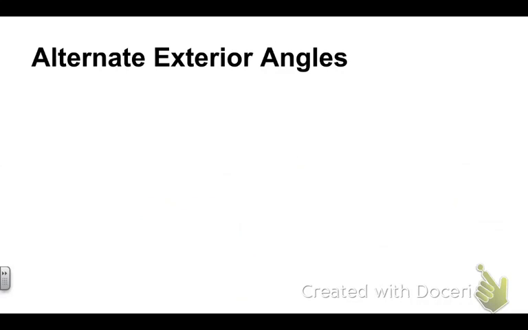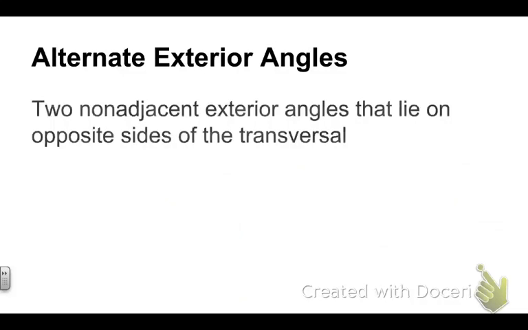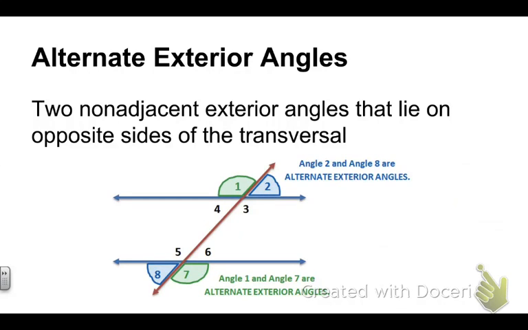Then alternate exterior angles. Think about that. Exterior means outside. So it's two non-adjacent, they're not next to each other, exterior angles that lie on opposite sides of the transversal. So here's your picture. Angle 1 and angle 7 are alternate exterior angles. They're congruent. They're equal in size, in measurement. Same thing, angle 2 and angle 8 are alternate exterior angles. They are outside of those parallel lines, but they're on alternating sides. They're not on the same side.